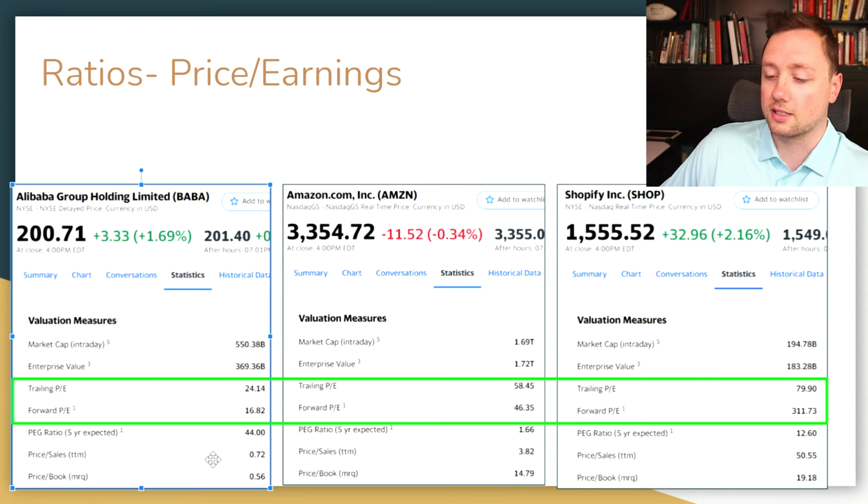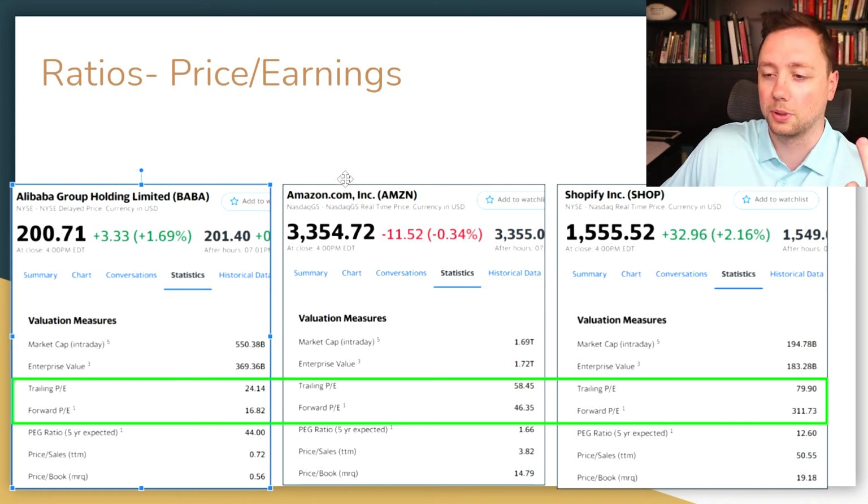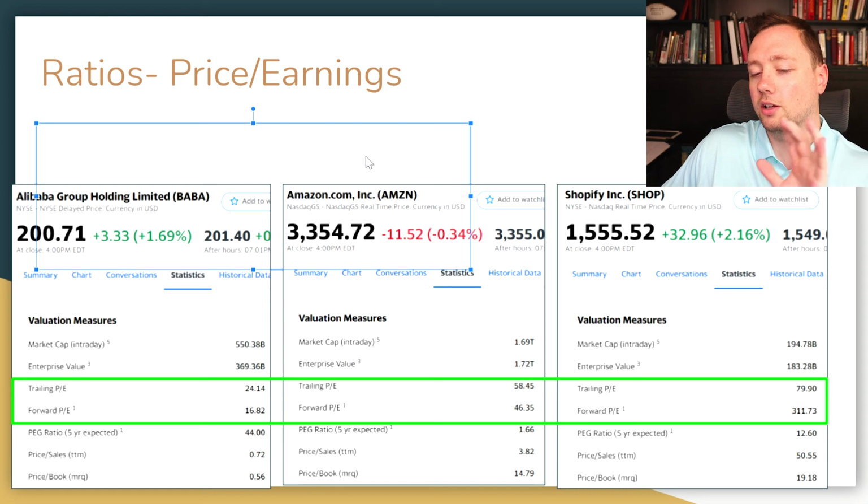When you look at the price to sales number as well, it's trading at less than the sales that they're bringing in for a year, whereas Amazon is 3.8 and Shopify is currently over 50x. And the price to book value is also much better compared to the other competitors. And so just comparing the companies and looking at the ratios, Alibaba is starting to show a whole lot more value.